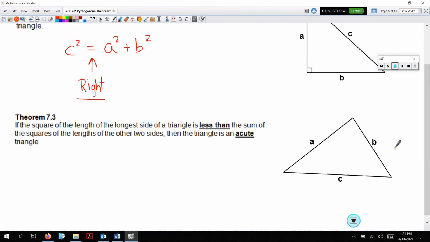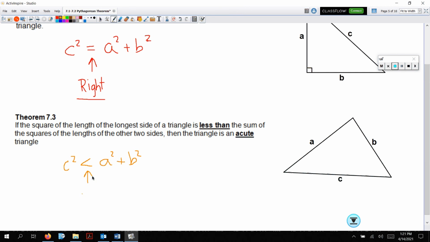Well, now we don't have a right angle. I don't know that this is a right triangle. So I'm still going to use the converse Pythagorean theorem. If we square the longest side here, C will be the longest side again. And then if the longest side is less than, that's why we have to put C first. So if C squared is less than A squared plus B squared, then it is an acute triangle.